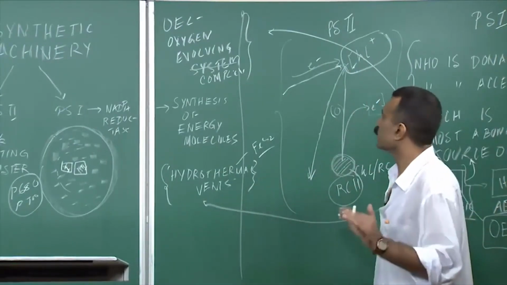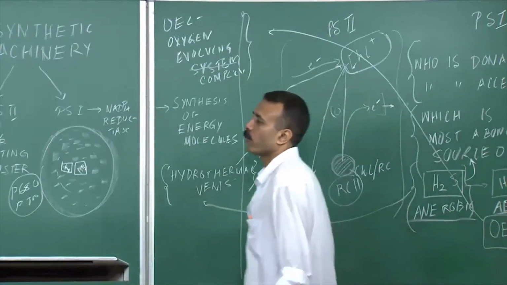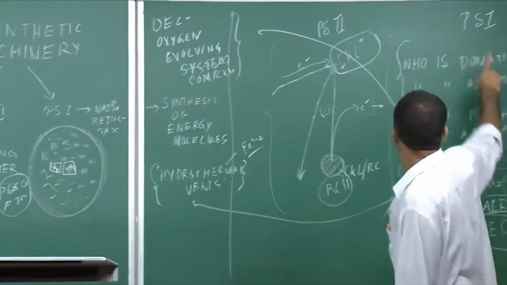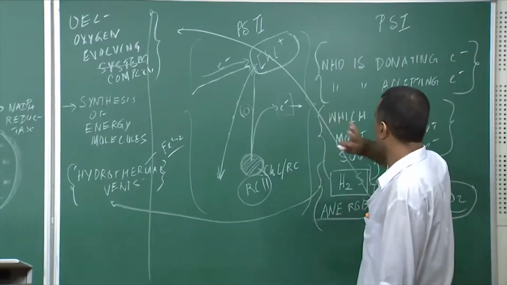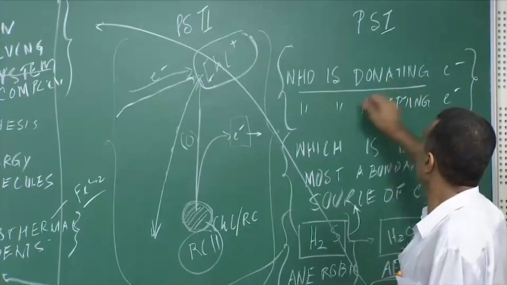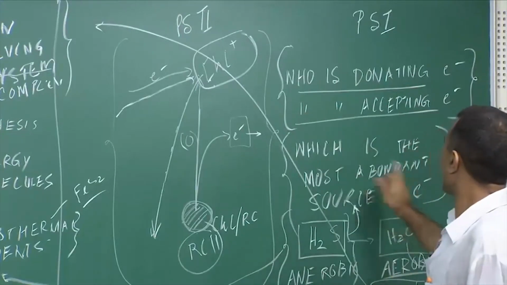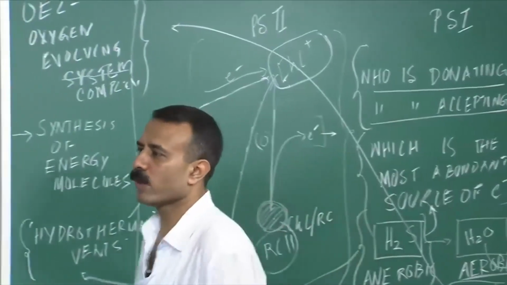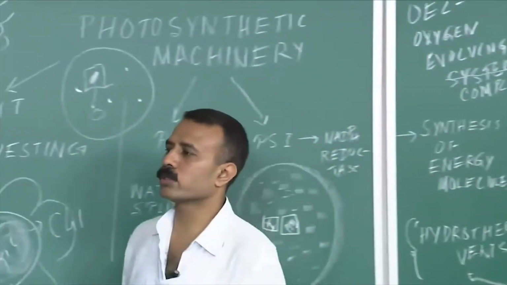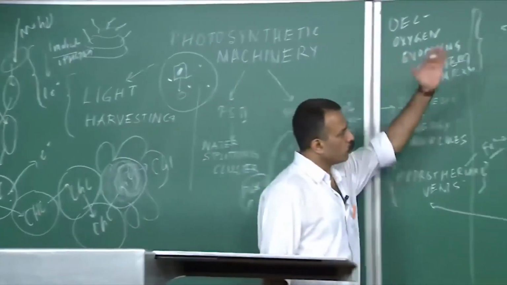So, this is where this whole scheme of things has developed. And always remember, in this whole process, there are only three things you have to understand very clearly. Who is donating electron, who is accepting electron, and who is the most abundant source of electron. And we are going to answer these three fundamental questions through photosynthesis, and this whole process.